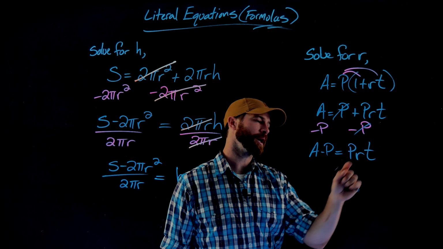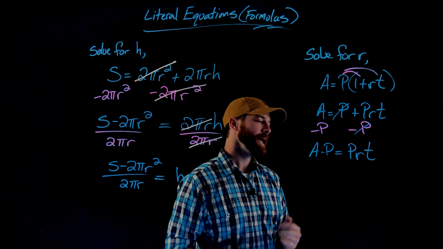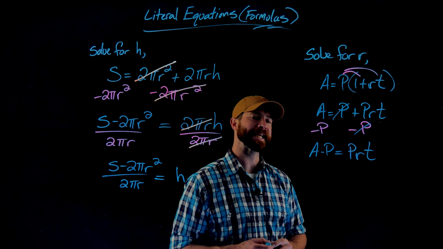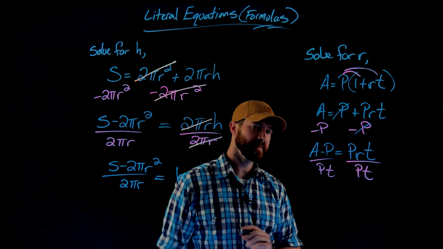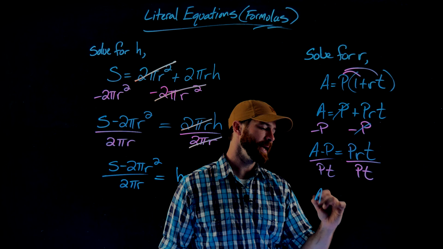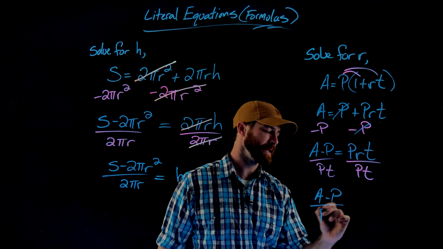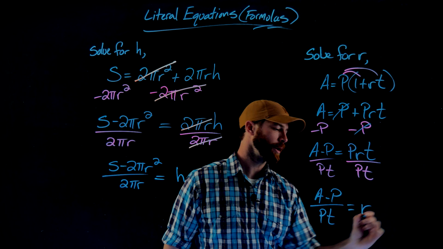Again, my focus is on the r that I'm trying to isolate. Now I'm going to divide both sides by p and t because those are both being multiplied into my r, giving me a final answer of a minus p over pt equals r.